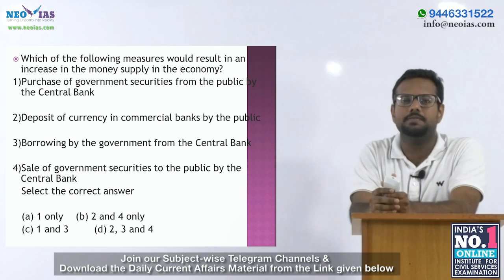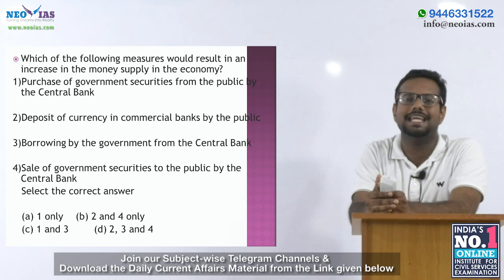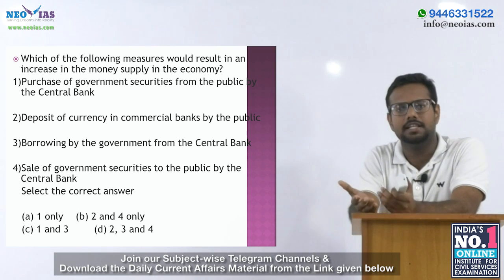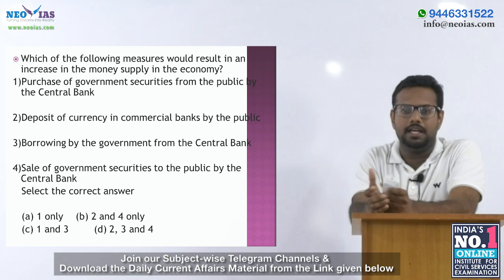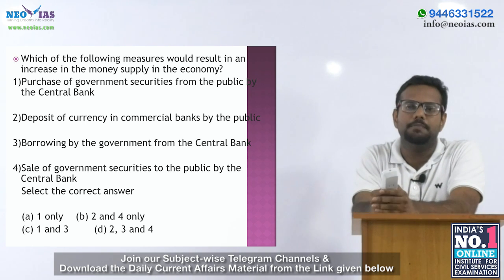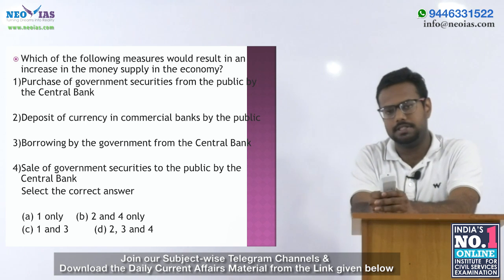So definitely statements 2 and 4 will be wrong. Now we have to check whether statement 3 is right or wrong. If it is right, then the answer will be C. If it is wrong, the answer will be A. Anyway, coming to the third statement. Statement 3, borrowing by the government from the central bank.